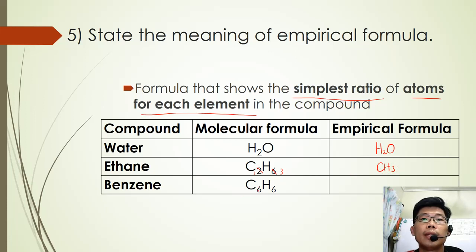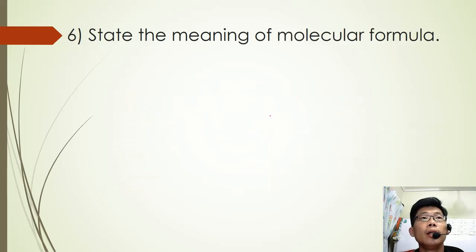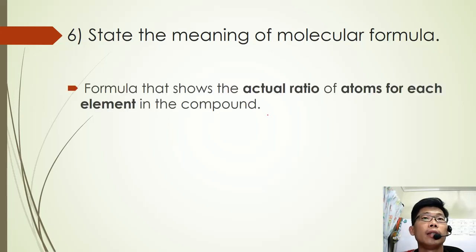For benzene, C6H6 is the molecular formula. So we can simplify it to 1, 1. So the empirical formula will be CH. So the empirical formula shows the simplest ratio of atoms for each element in the compound. How about the meaning of the molecular formula? It is referred to the actual ratio of the atoms for each element in the compound. So the definition must be correct.